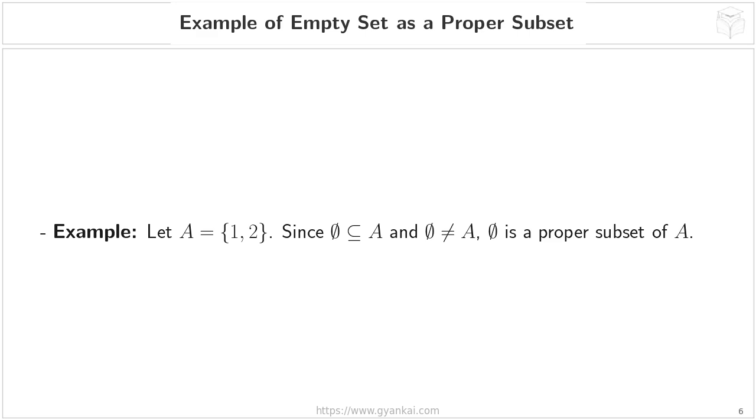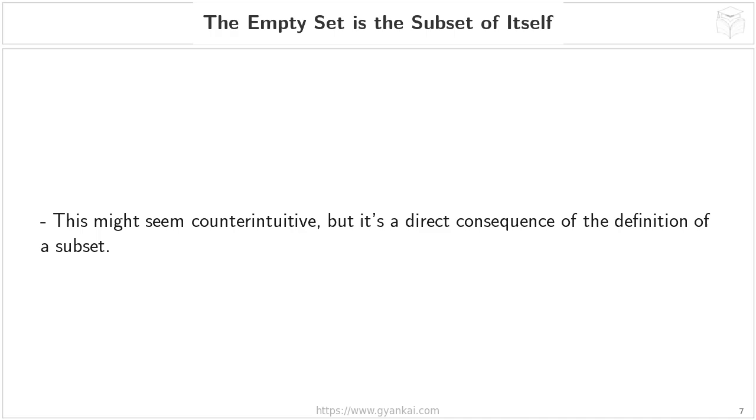The empty set is the subset of itself. Let's move on to a slightly unusual but important property of the empty set. Now, on this slide, we're looking at something that might initially feel a little strange, the empty set being a subset of itself. As the slide points out, this can seem counterintuitive. We've just established that the empty set is a subset of every other set, and now we're saying it's a subset of itself. It sounds a bit odd, doesn't it?